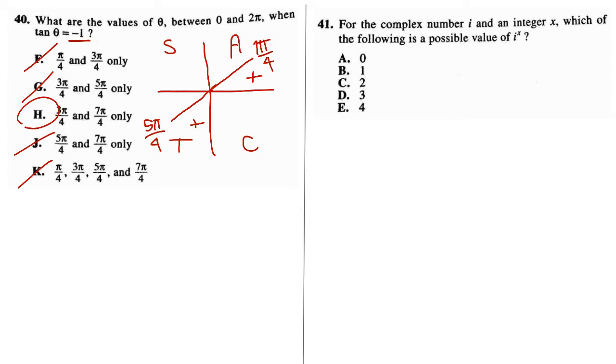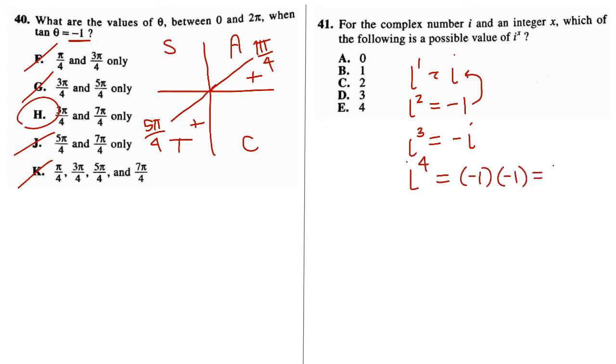Number 41. Is it possible, a possible value of i to the x? Well, i goes through a series. i to the first is just i. i to the second is negative 1. i to the third is going to be i squared times i to the first, or negative i. And i to the fourth, well, that's really going to be i squared times i squared, which is positive 1.